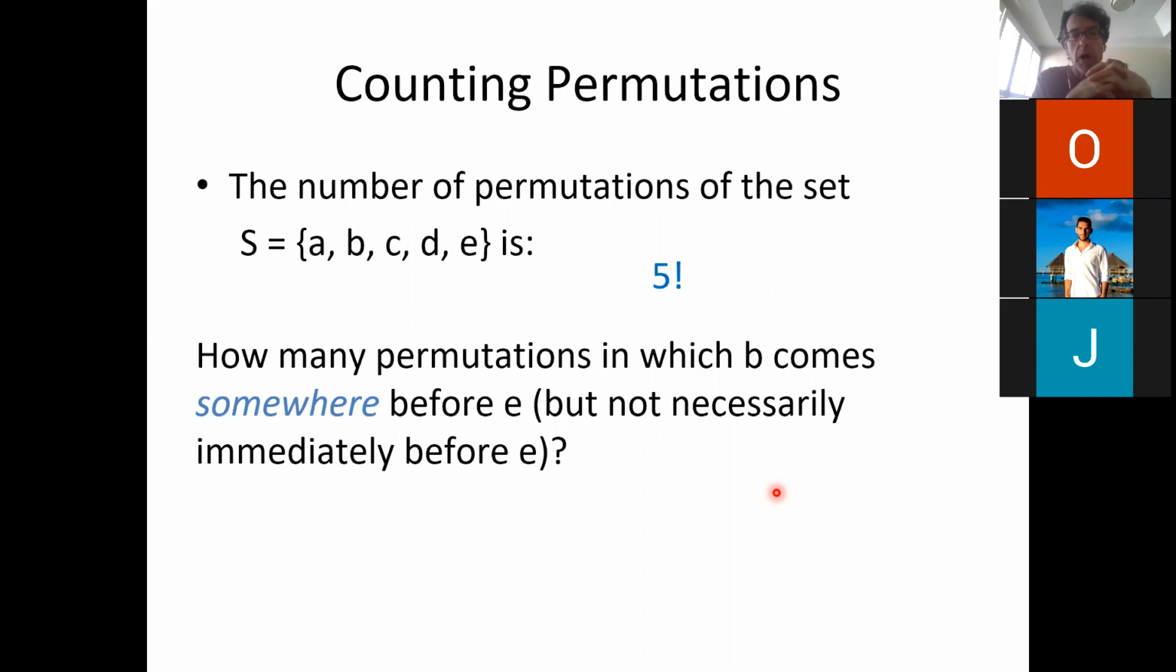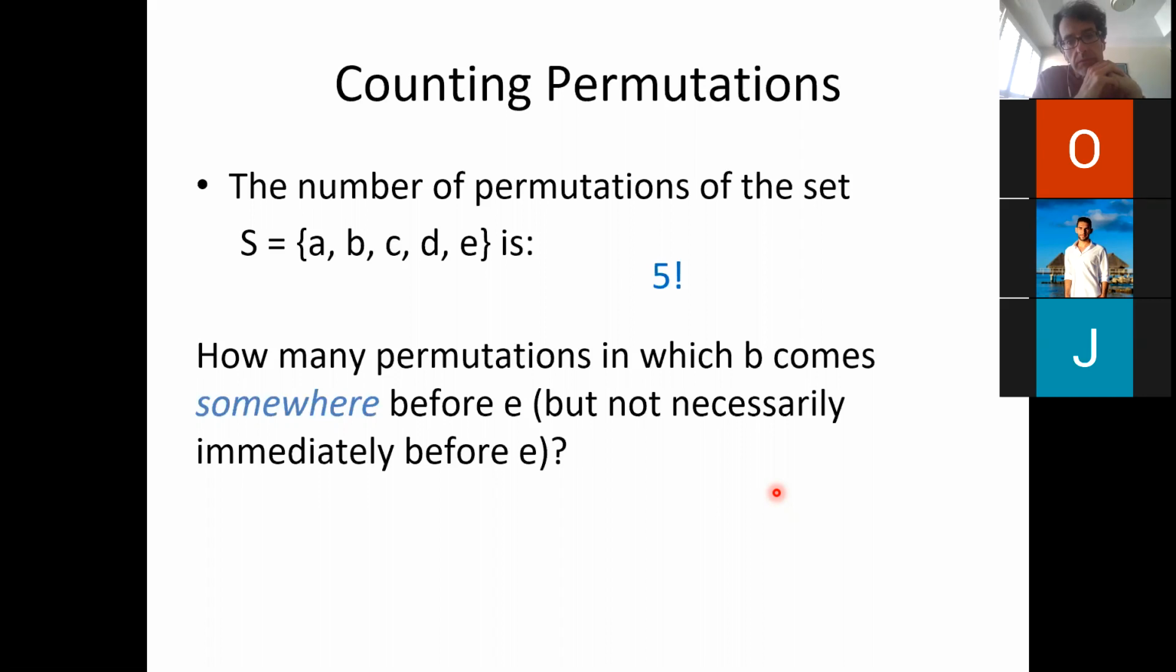Yes. And why do you think that exactly half? This will make exactly half, right? So you say, okay, I'm going to count all of them, and I'm just going to say that the number of those where B comes before E is exactly half. So I can count all of them and just divide by 2. But why is it that it's exactly half?